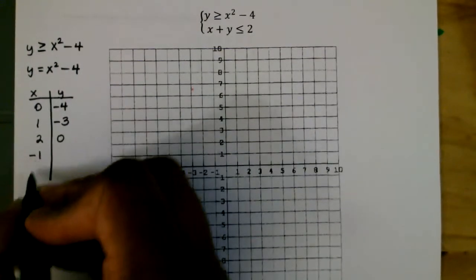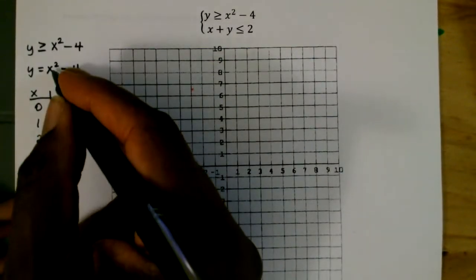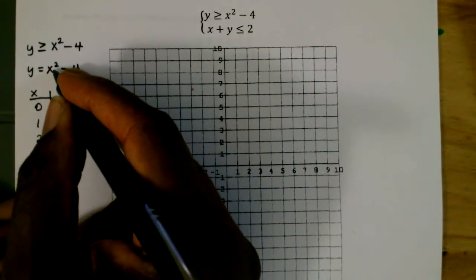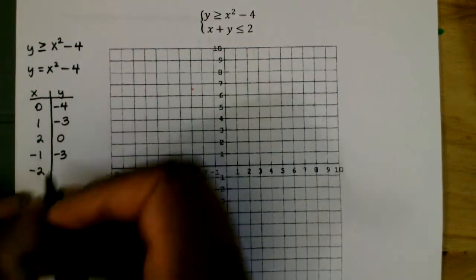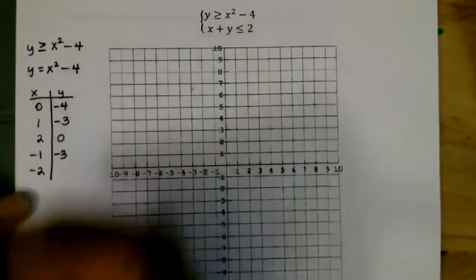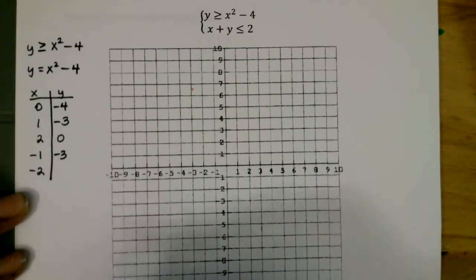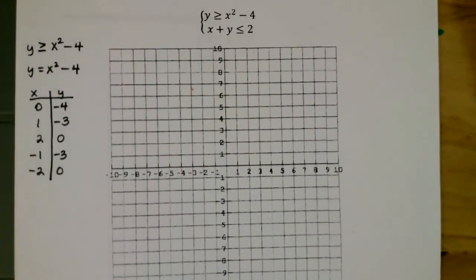Now I'll pick some negative numbers like negative 1 and negative 2. Negative 1 squared is negative 1 times negative 1, which is 1. 1 minus 4 is negative 3. And then negative 2 squared, or negative 2 times negative 2, will be 4. 4 minus 4 is 0. So these are some ordered pairs that I can use here.